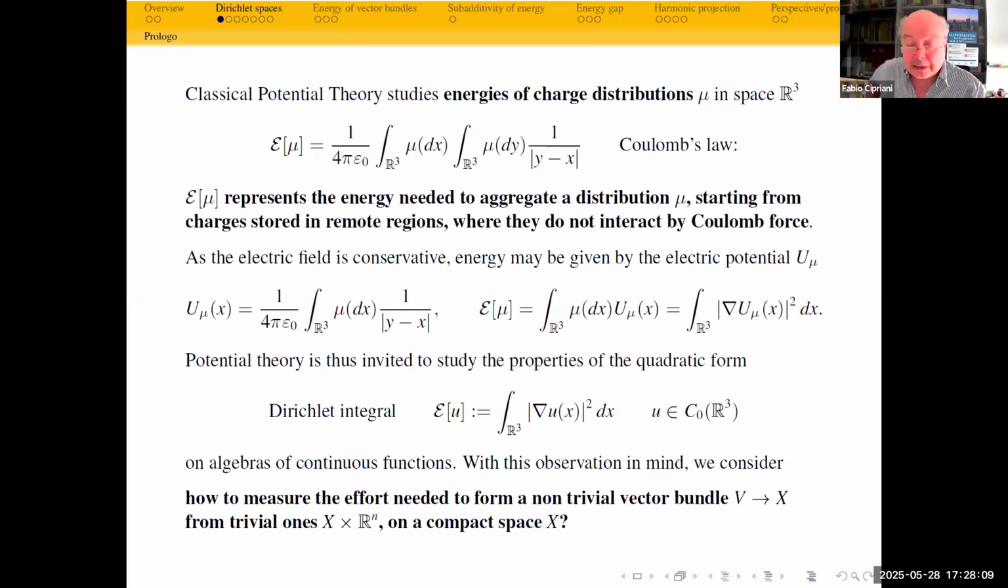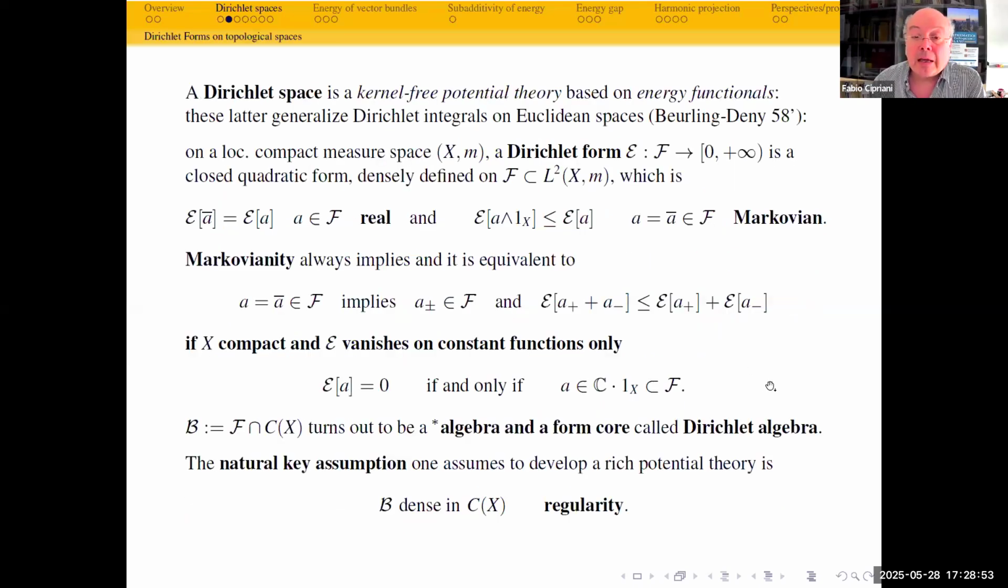And so the idea was to translate this approach, this point of view from classical potential theory, to a geometric situation where, instead of a distribution of charges, we have a vector bundle, and we want to give a measure of the effort we should spend to form this vector bundle starting from trivial ones.